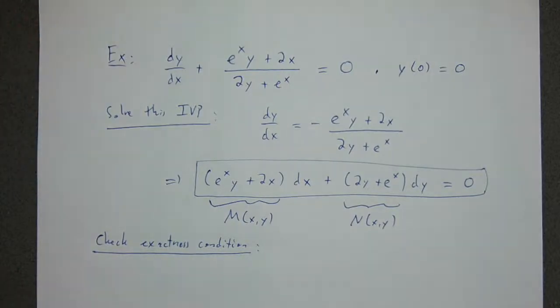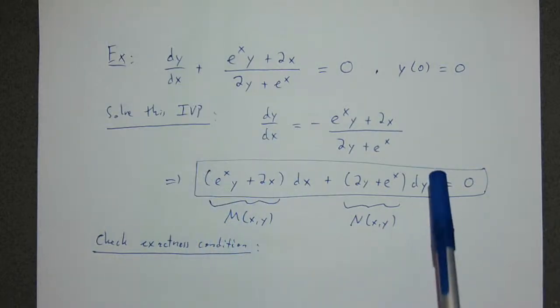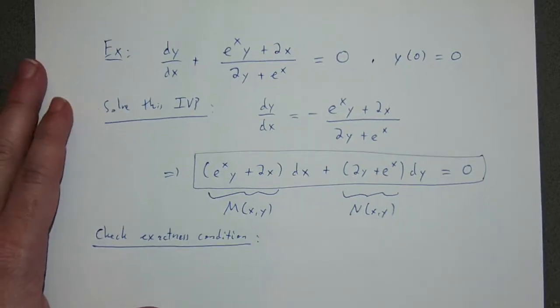The way to remember the exactness condition quickly, it's going to be less of an issue for you all taking this online, but the way that you would remember this without having to look it up is to look at this and say, okay, M is the thing multiplying dx, so the y partial of M has to be equal to the x partial of N, being the thing that multiplies dy. So it's the opposite variable in that way.